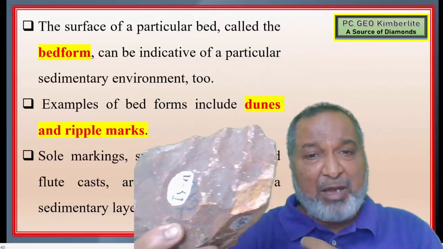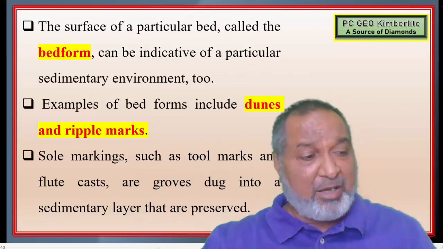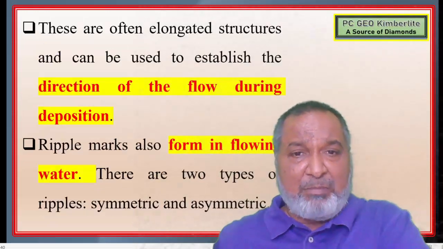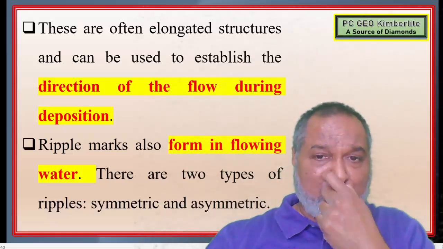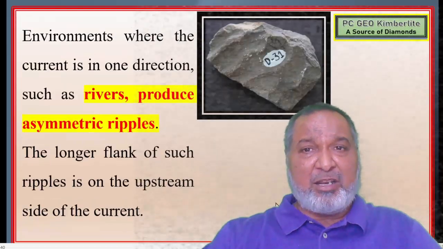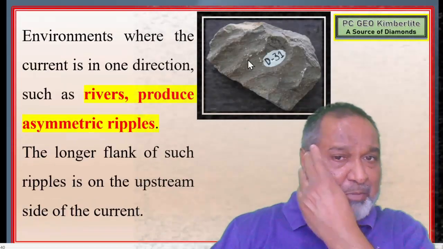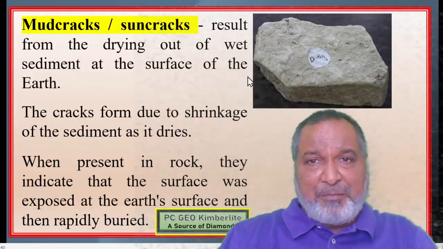So we have both symmetrical and asymmetrical samples in our lab, and I am going to show you both. Ripple marks form in flowing water, and there are two types, symmetrical and asymmetrical. Yes, this is a sample showing you the asymmetrical one, and this is a symmetrical one.